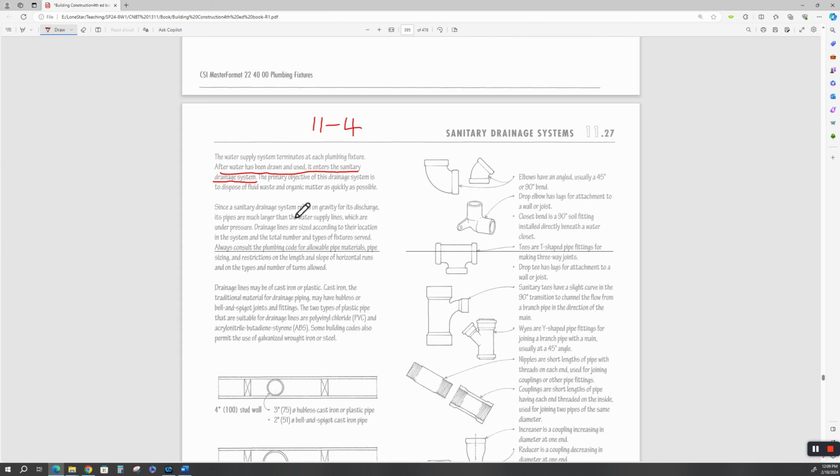All right. Since the sanitary drainage system relies on gravity for its discharge, its pipes are much larger than the water supply lines, and they've got to be on a slope. They have to be on a slope.